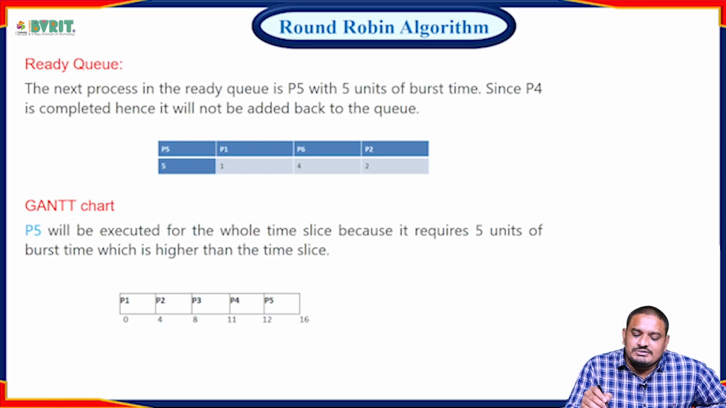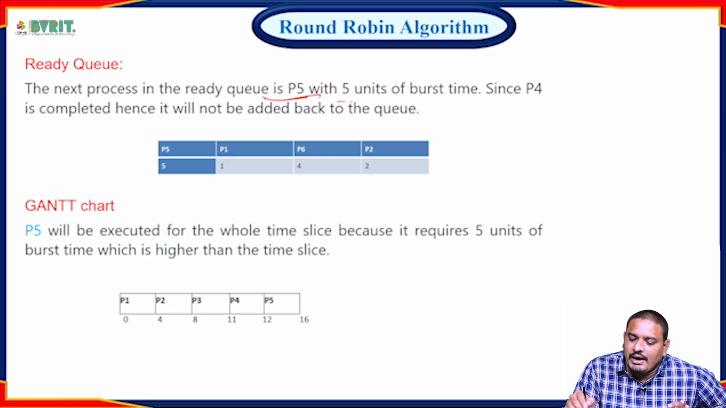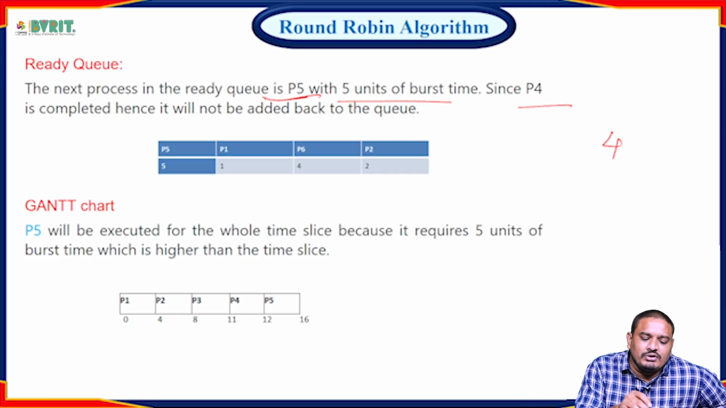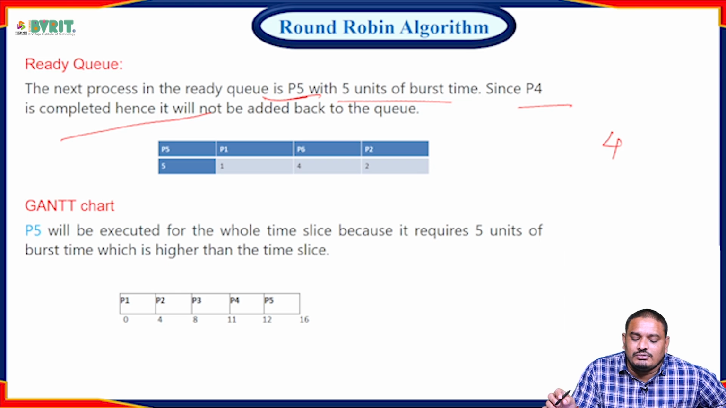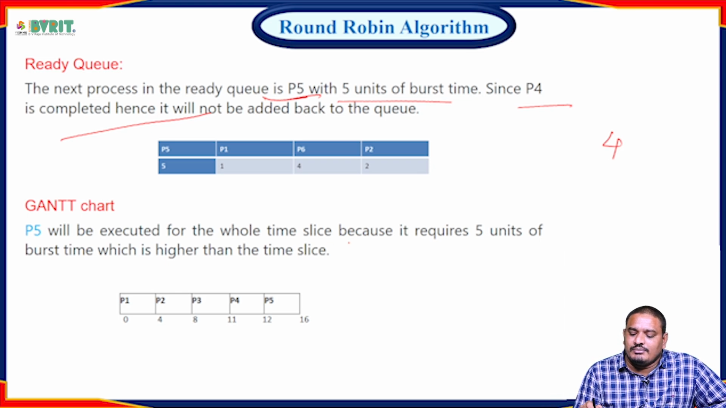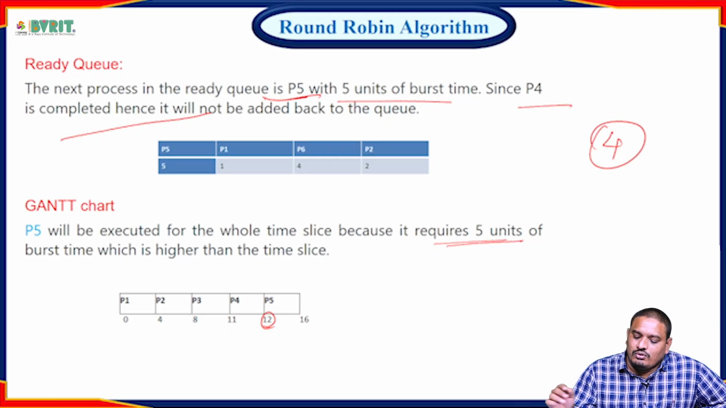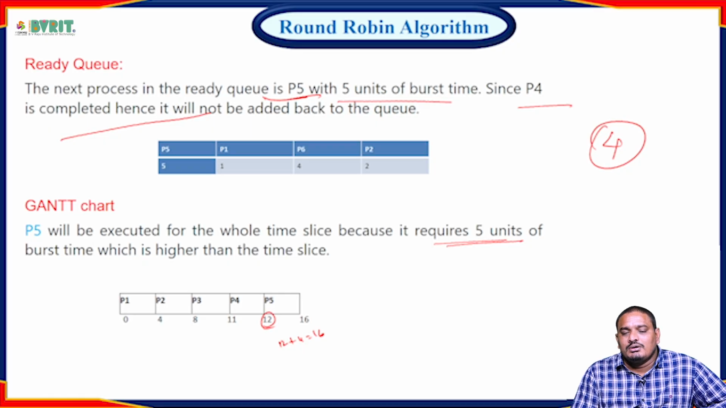Next in the ready queue is P5. P4 is over. P5 has 5 units of burst time, and the time quantum is only 4. Since P4 completed and is not added back to the ready queue, P5 is executed for the whole time slice. P4 is completed at 12 units, the time quantum is 4, and 12 plus 4 equals 16. P5 runs until 16.